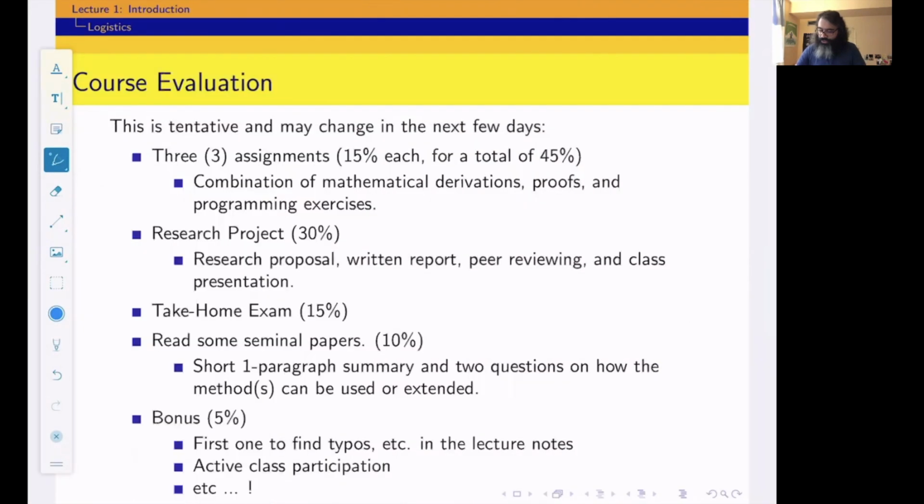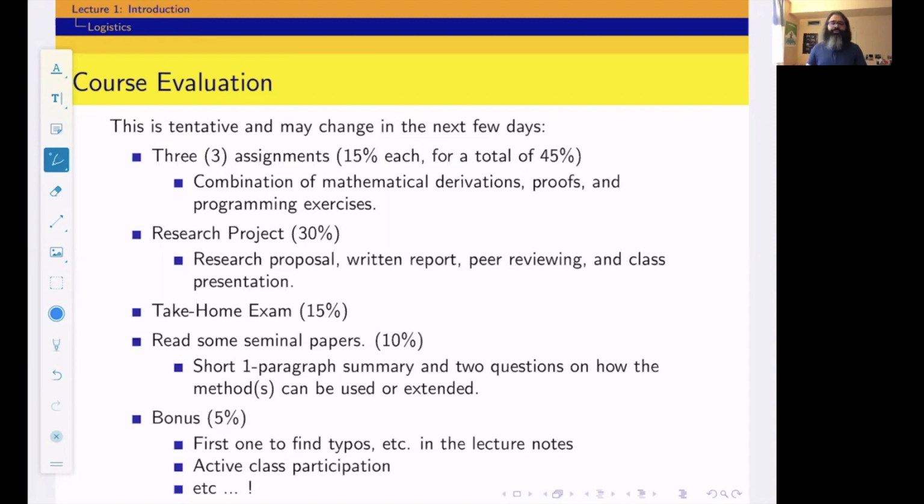Okay, so course evaluation. This is a bit tentative, so it would be finalized soon, but to give you an idea what components you have. You have 3 homework assignments. Each of them would be 15%, so 45% total. And it would be kind of a combination of mathematical derivations, proofs, and programming exercises.